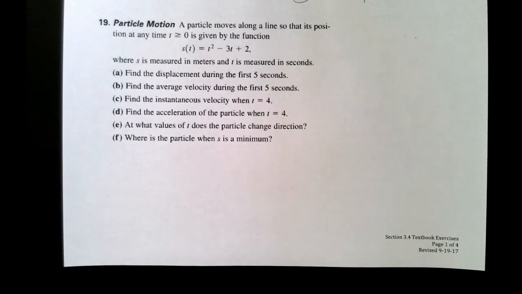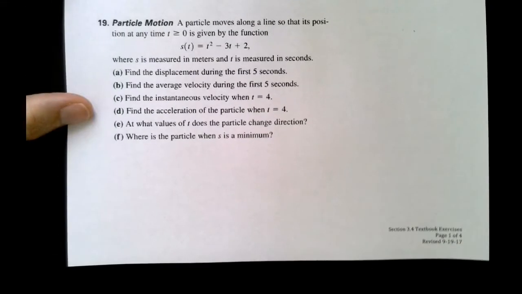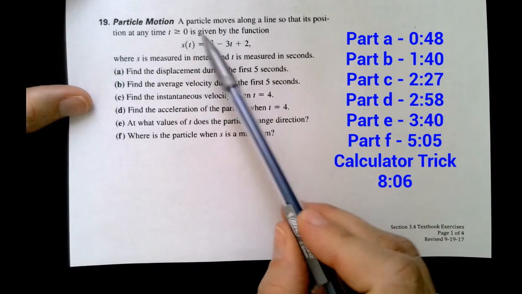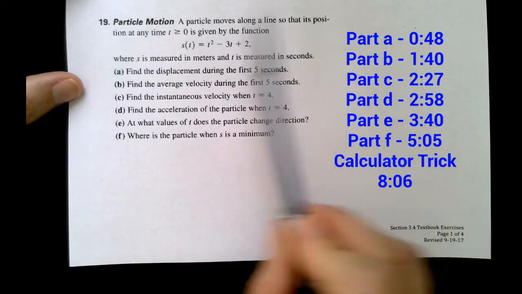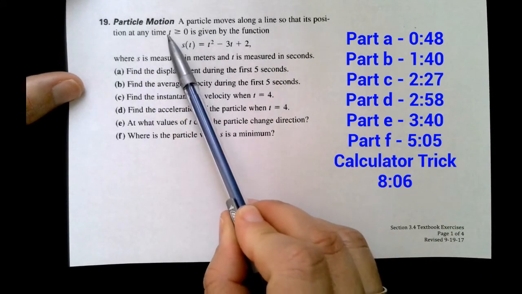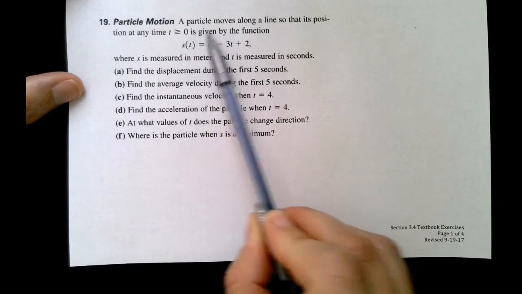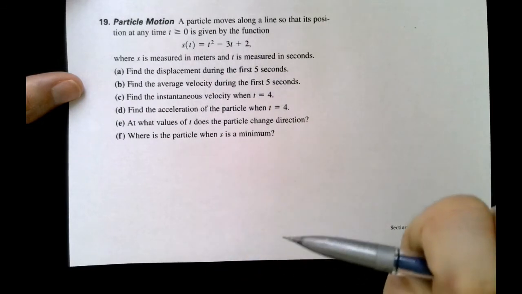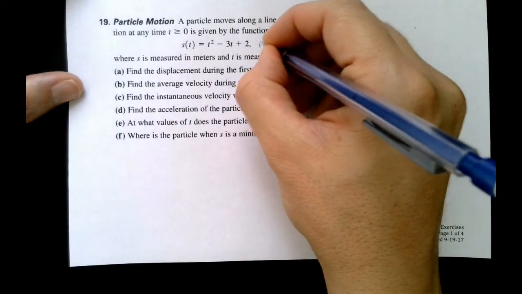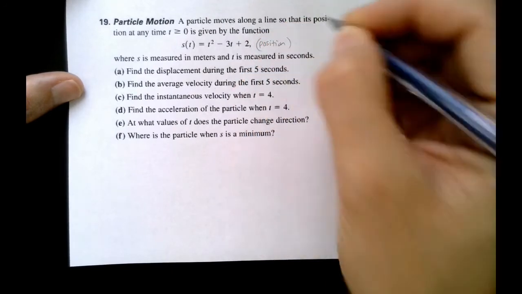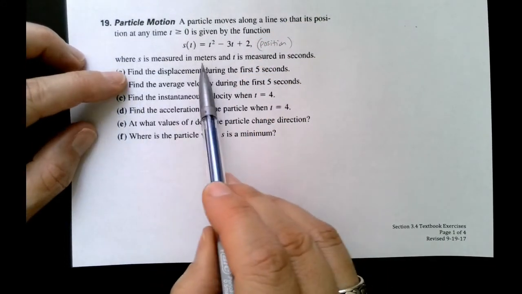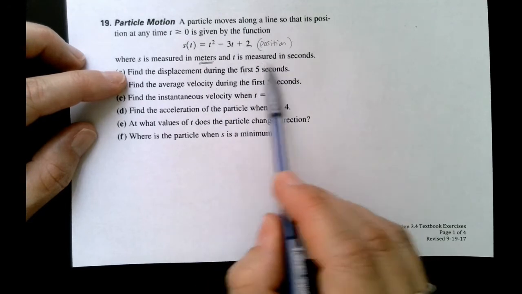Let's look at another problem where we can apply our tree maps. So 19, particle motion. A particle moves along a line so that its position at any time t, where t is greater than or equal to 0, is given by the following function. So let's make a note of that. This is position. S is measured in meters and t is measured in seconds.